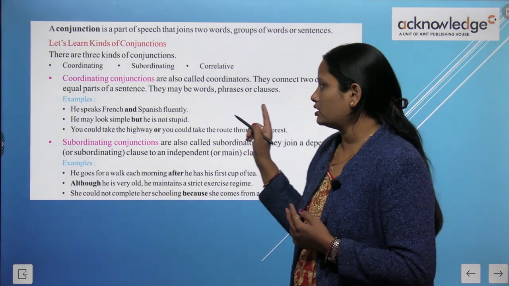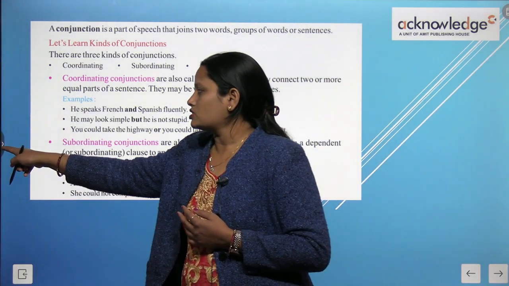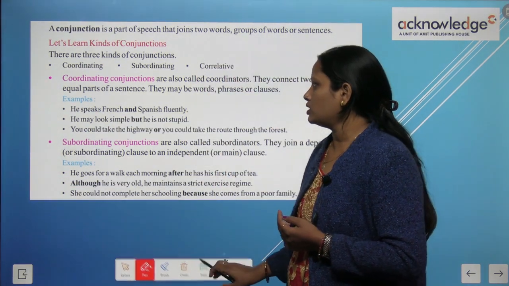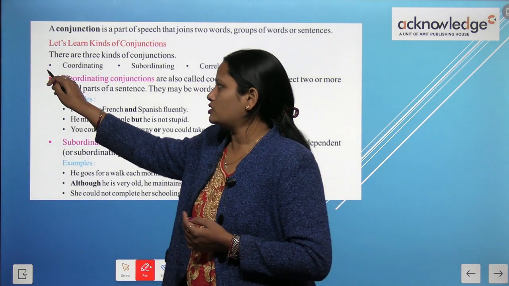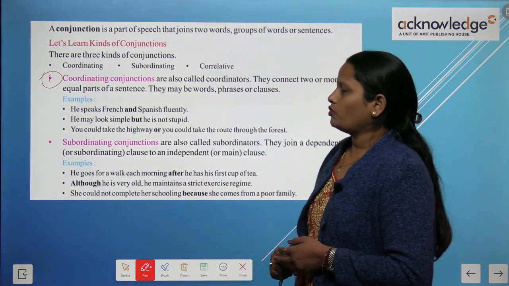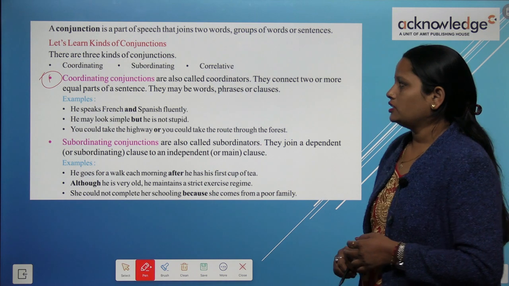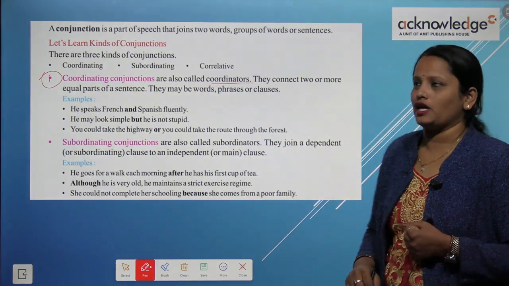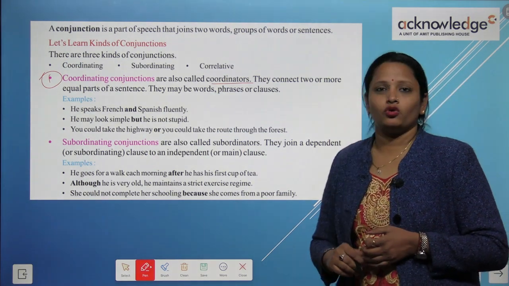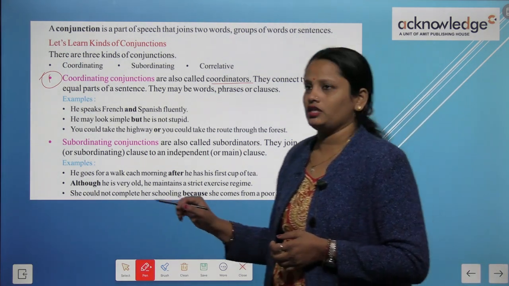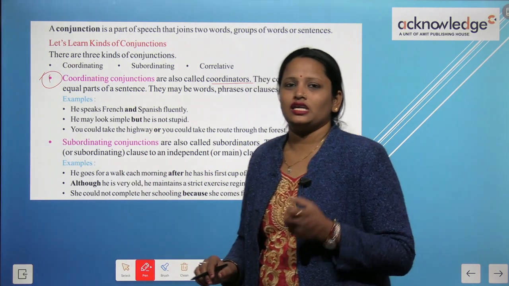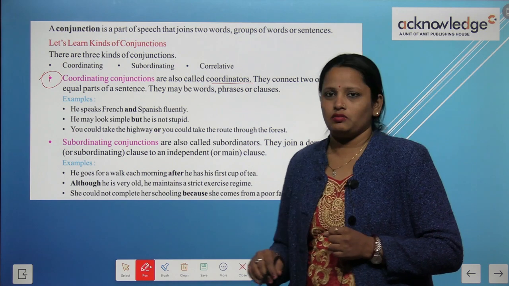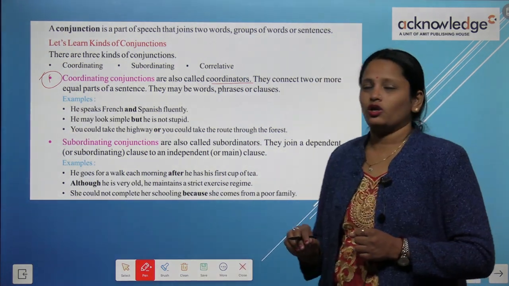So these are the three kinds of conjunctions that we are going to learn in this chapter. Let's start with the coordinating conjunction, which is number 1. So what are coordinating conjunctions? These are also called coordinators. They connect two or more equal parts of a sentence. So they join two similar sentences. They may be words, phrases or clauses.